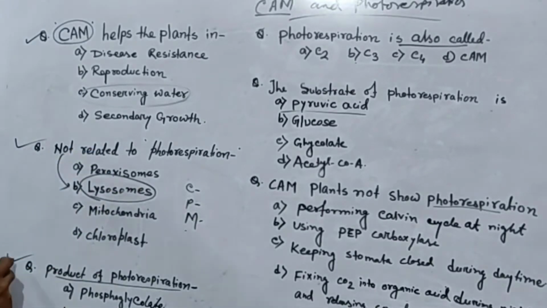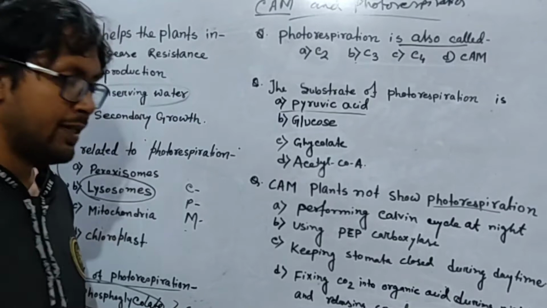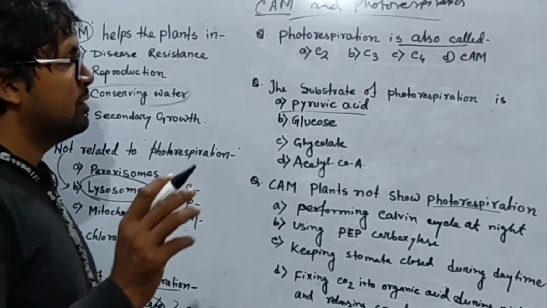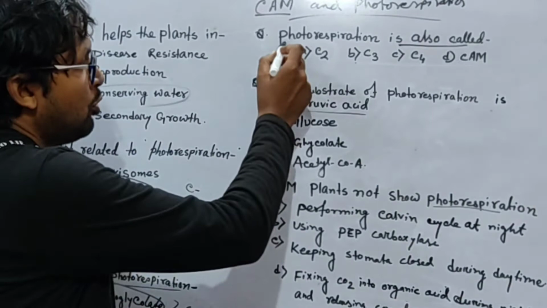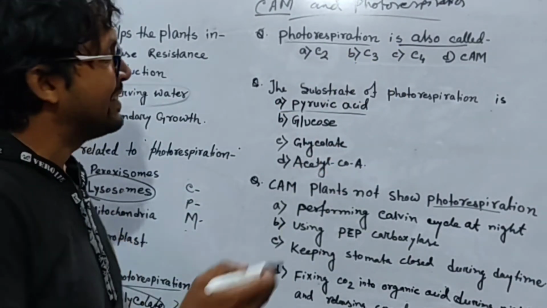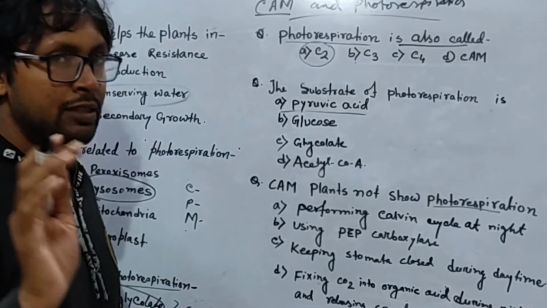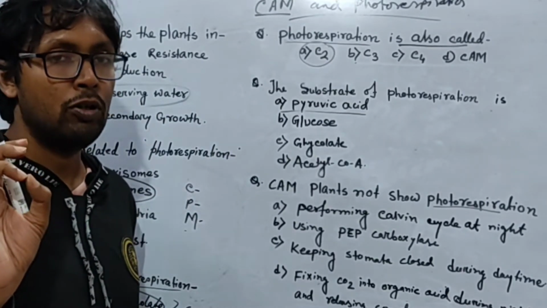Now the product of photorespiration. You can see the product is phosphoglycolate. Erythrose 4-phosphate is nowhere present in photorespiration, and dihydroxyacetone phosphate is also absent here. Here the product is phosphoglycolate, a 2-carbon compound. So why is it termed the C2 cycle? Photorespiration is also called the C2 cycle, as its first stable product is the 2-carbon compound phosphoglycolate.